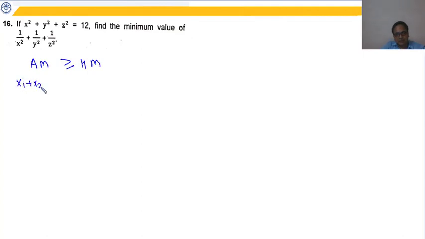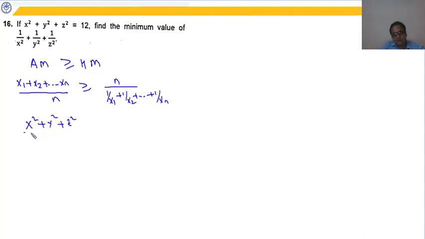Arithmetic mean of n numbers is x1 plus x2 up to xn divided by n, and harmonic mean is n upon 1 upon x1 plus 1 upon x2 up to 1 upon xn. We are assuming these numbers as non-zero real numbers, positive numbers. So square makes them by default positive. So it says for three numbers the same: x square plus y square plus z square upon 3 is greater than or equal to 3 upon 1 upon x square plus 1 upon y square plus 1 upon z square.